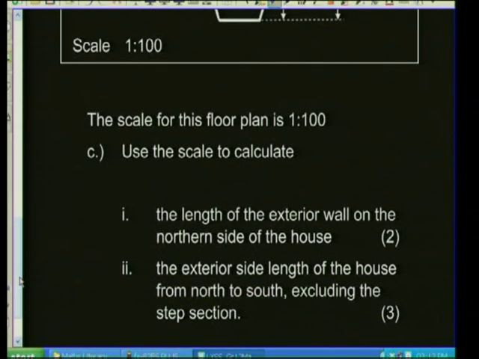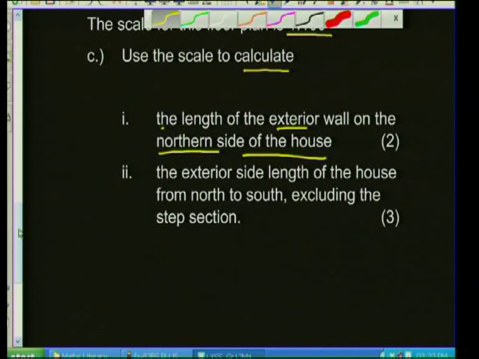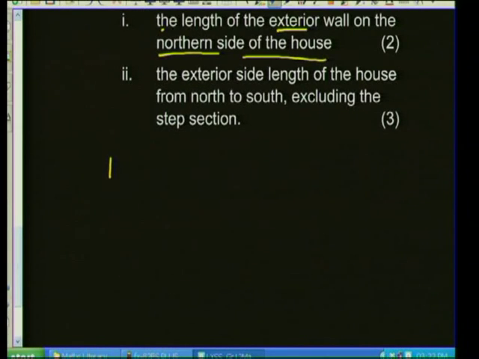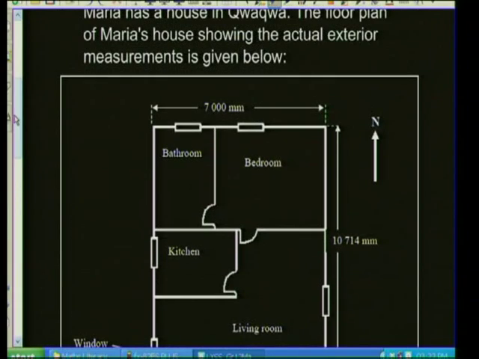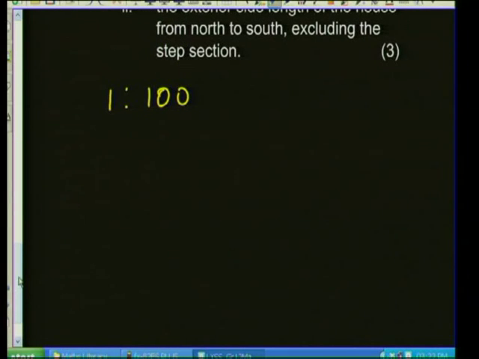The question says the scale for the floor plan is 1 to 100. Use the scale to calculate the length of the exterior wall on the northern side of the house. Right, let's find a little bit more space and we can write this in. So we know our scale is 1 to 100, and we know our real life measurement, because it's been given to us, is 7,000 millimeters. So this is our plan and this is real life. We've got 7,000 millimeters in real life, so we are looking for how much that is on the plan.